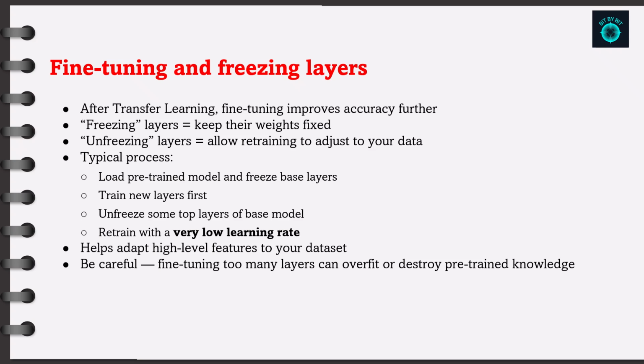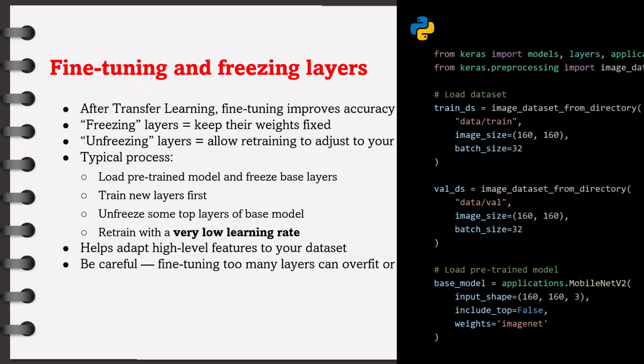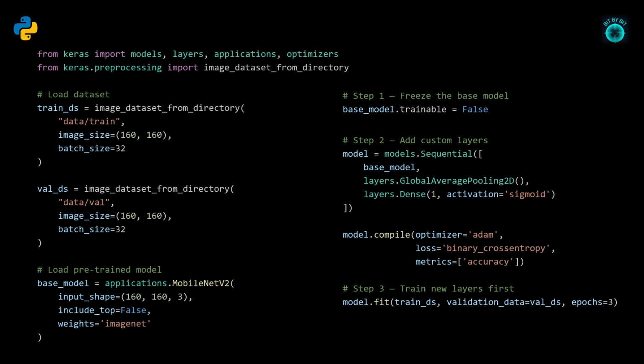Fine-tuning can squeeze out that last 5 to 10% of accuracy. But if you unfreeze too many layers or train too long, you risk overfitting or forgetting what the model already knew. So always start with a small learning rate and unfreeze only the top few layers close to the output side of the network. Let's see how fine-tuning and freezing layers work in practice.